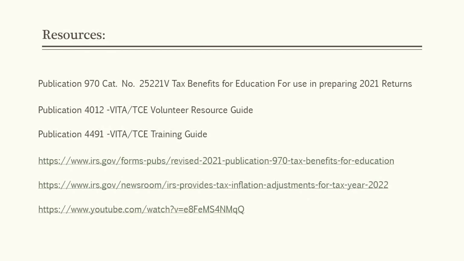And by the end, I just want to remind you of our resources as a VITA volunteer. We have Publication 4012, which is the volunteer resource guide, and Publication 4491, the training guide. And for adjusted gross income, you can look at Publication 970. And there are some other resources, and thank you very much.